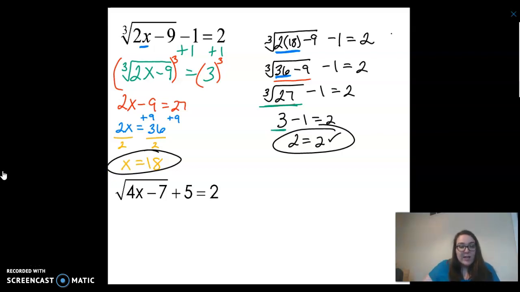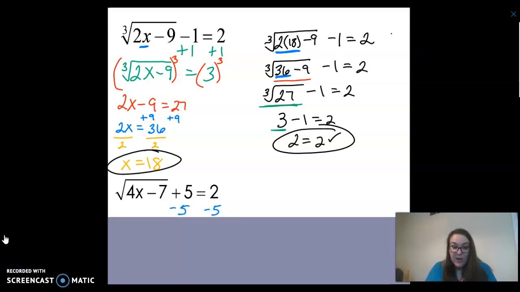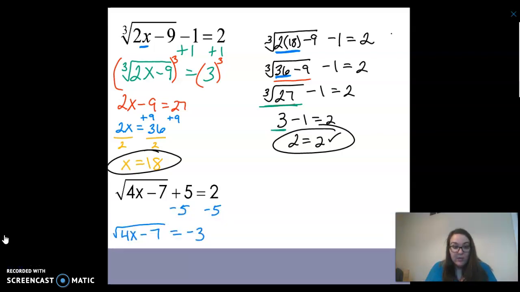So go ahead and write it down, and then give it a go. Alright, so here it is. If I get that square root symbol by itself, I am going to subtract the 5. Okay, so that I end up with square root of 4x minus 7 equals negative 3. Then, from this point, I am going to square both sides of my equation.